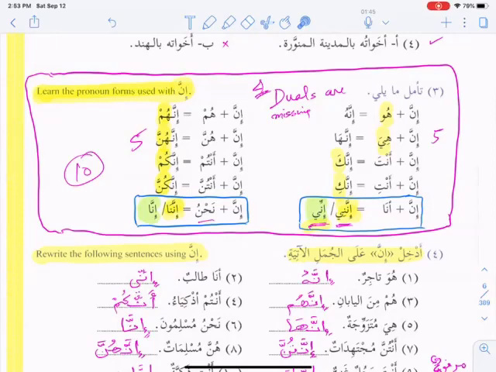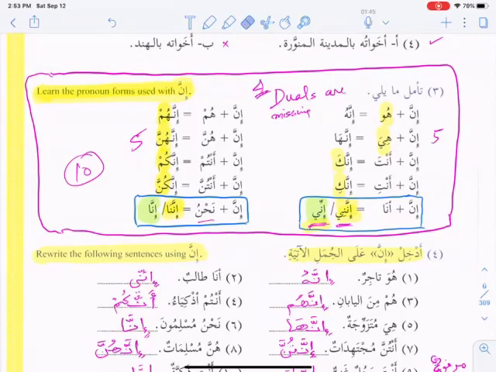I simply sometimes joked. I think Dr. Abdurrahim doesn't like duals. He doesn't like duals. Why doesn't he like duals? I will tell you one day, inshallah. I know the answer, but I'll tell you some other time, not today.